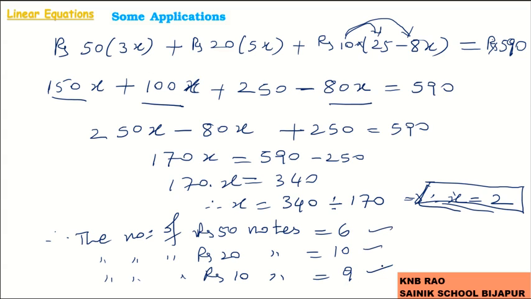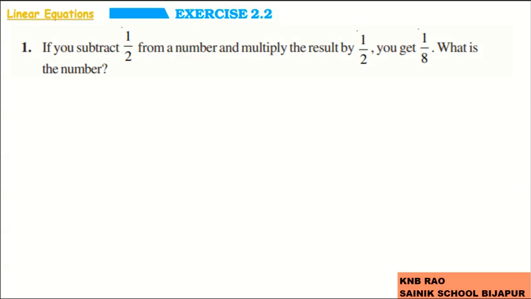Now, coming to exercise 2.2, we shall solve a few questions of exercise 2.2 for today's session. The first question is: if you subtract half from a number which we don't know and multiply the result by half, you get 1/8. What is that number?